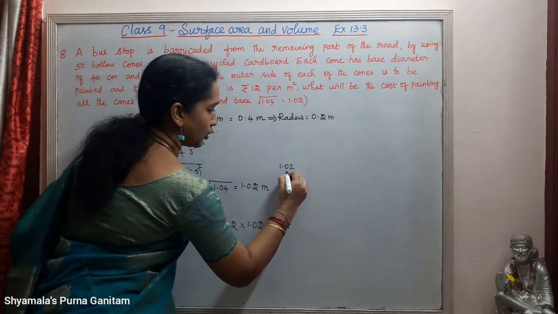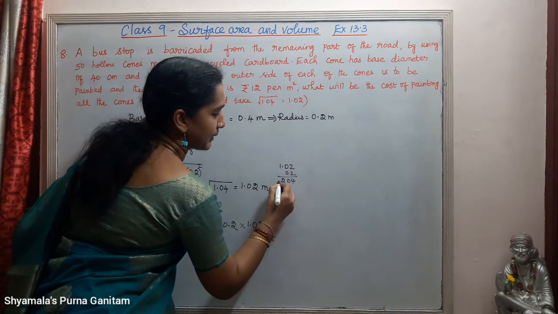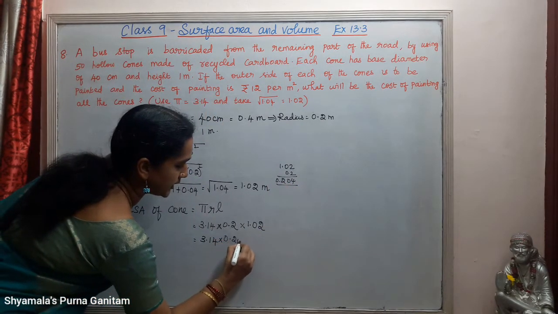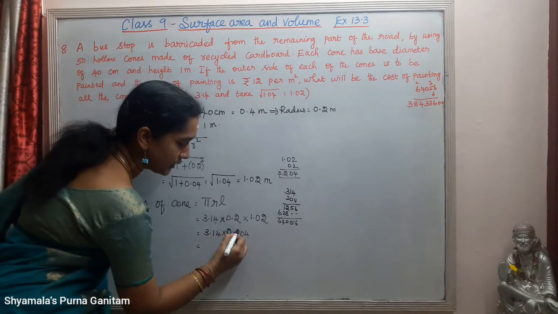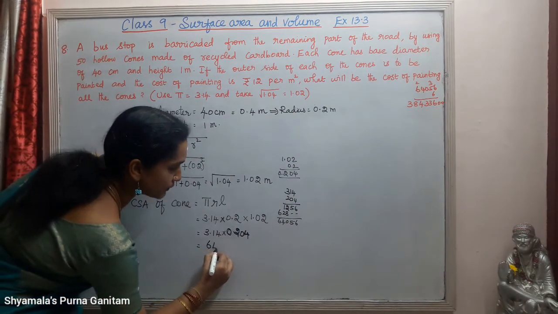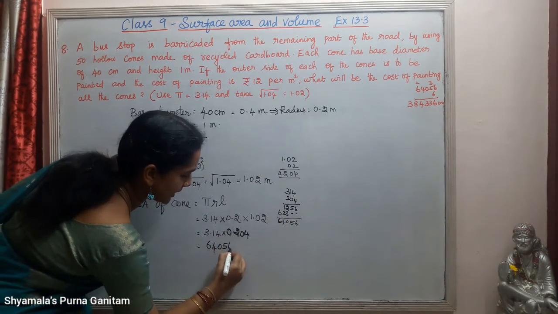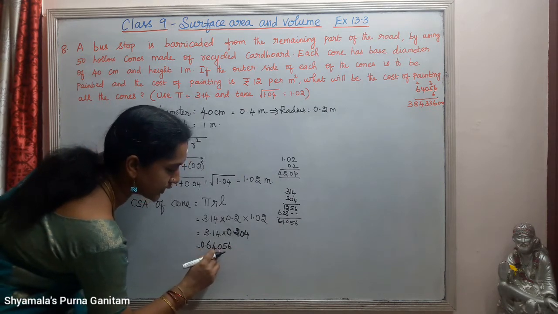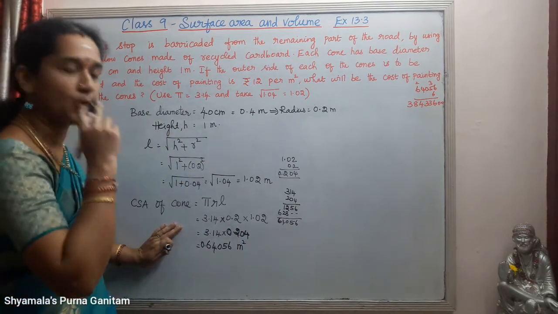So 1.02 into 0.2. So 2 2s are 4, 0, 2. So here 3 decimal places are there. So 0.204. So 3.14 into 0.204, when we multiply, we will get 64056. Here 5 decimal places are there. So we will get 0.64056 meter square. So this is the curved surface area of one cone.